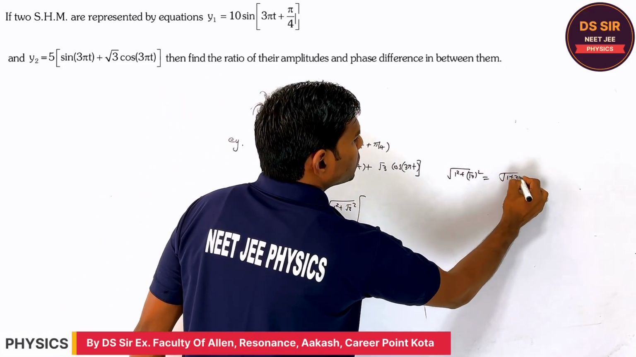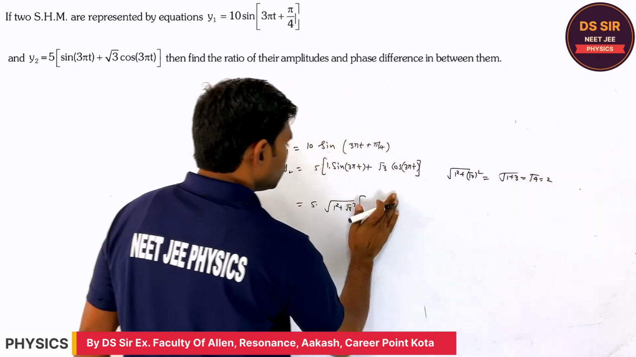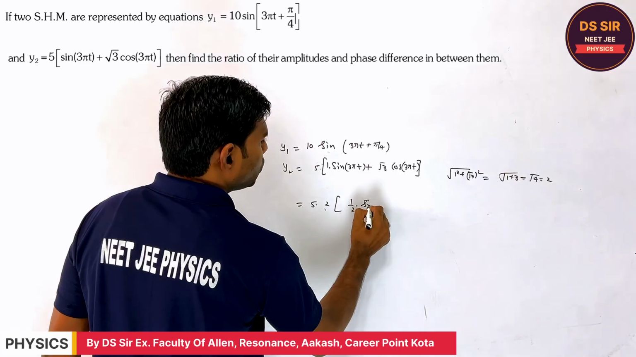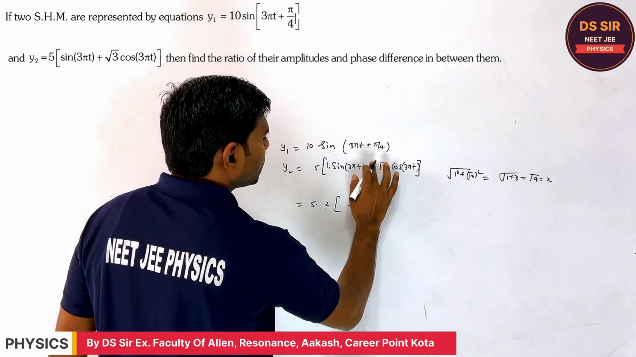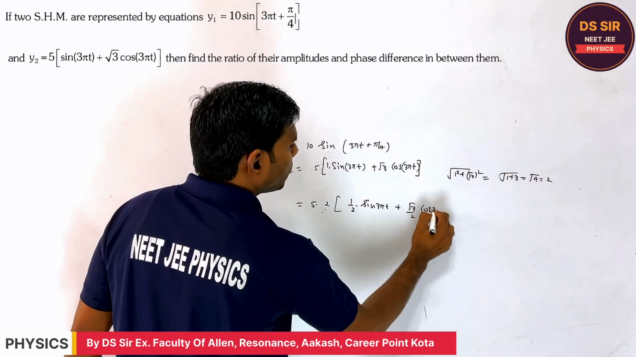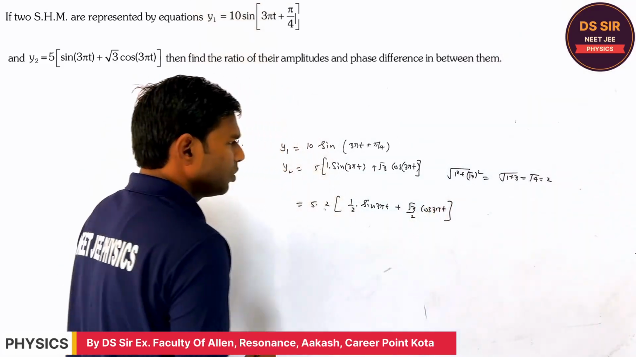This is 1 plus 3 is equal to root 4, which is equal to 2. So you just multiply by 2 and divide by 2: sine 3 pi t plus root 3 by 2 cos 3 pi t. Is it clear or not?